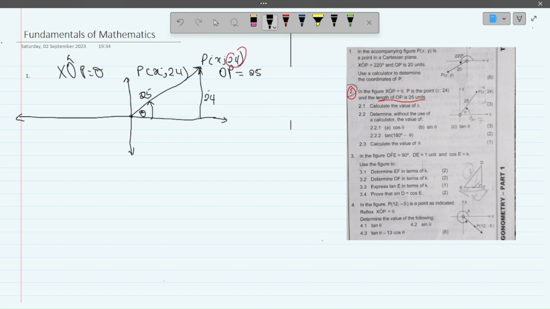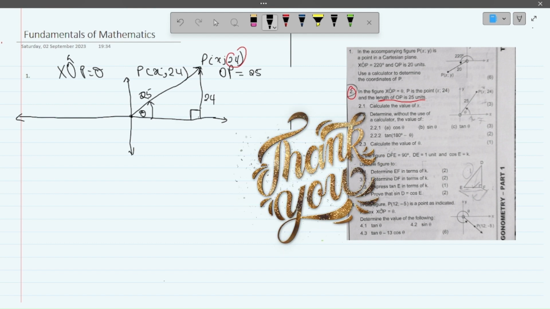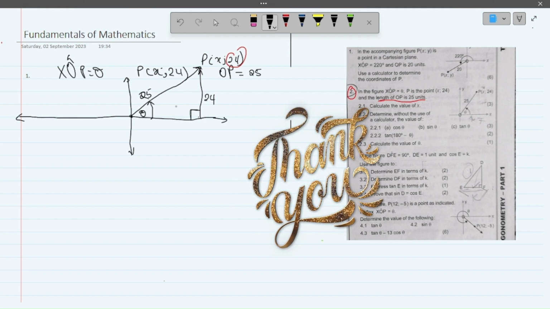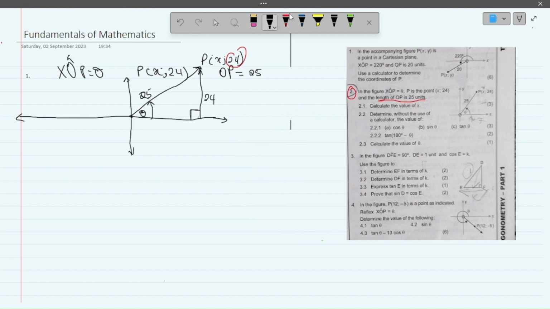So what more information are we given? We're not given any other further information. So we draw the vertical line representing 24 units, perpendicular to the horizontal line. Basically, we now have a 2D diagram. We have 90 degrees, perpendicular to the horizontal, and we have our theta there. And then we have our longest side, the hypotenuse, which is 25 units as per the examiner.